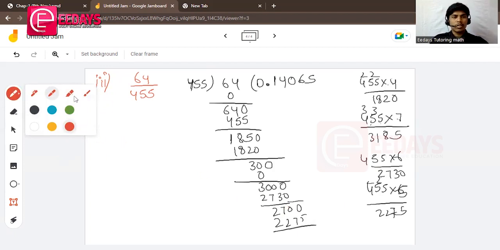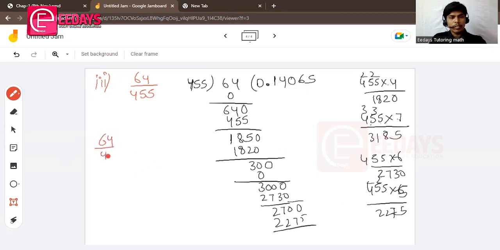All right. So we can write that 64 by 455 has a non-terminating decimal expansion. Why? Because we are not getting the remainder 0. So that's why it is a non-terminating decimal. All right.